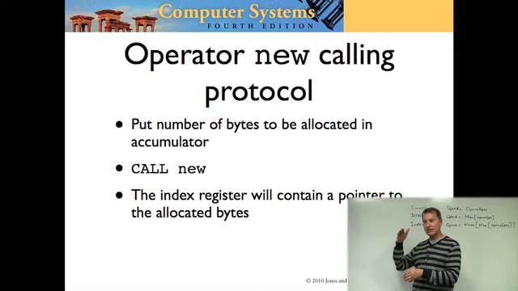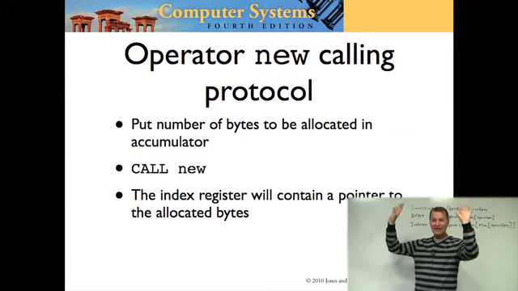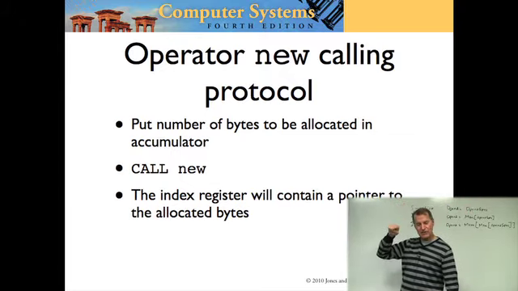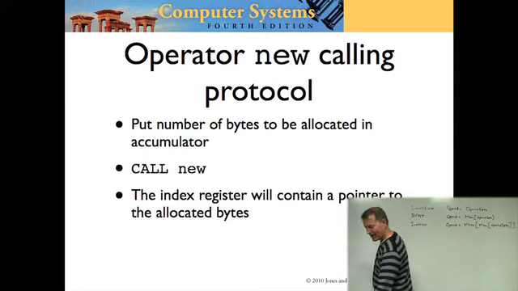But this takes a little bit of getting used to, because every time we've called a function before, what have we had to do? We've had to go sub SP, retval, blah, blah, blah. Now, all that's out the window. All you do is you put the number of bytes you want to have allocated in the accumulator, call new, and then instead of doing add SP or whatever at the end, boom, the index register contains the pointer to the newly allocated storage. Are you with me? Okay.